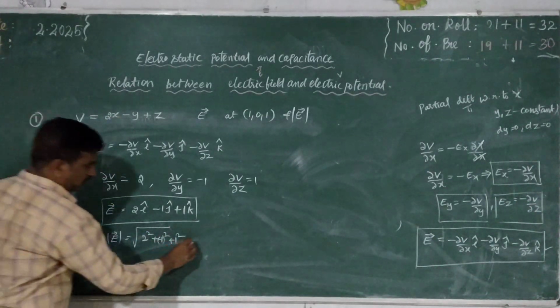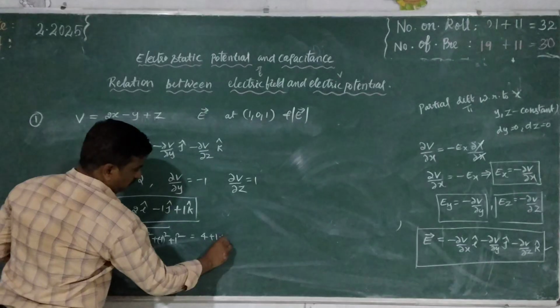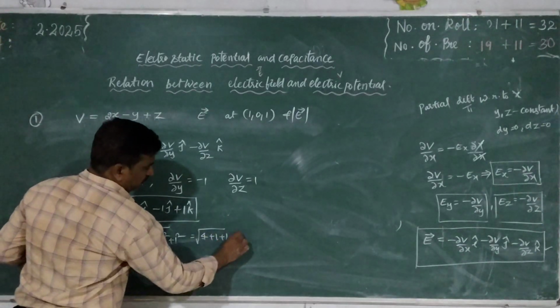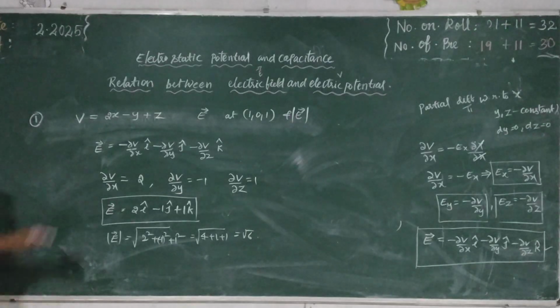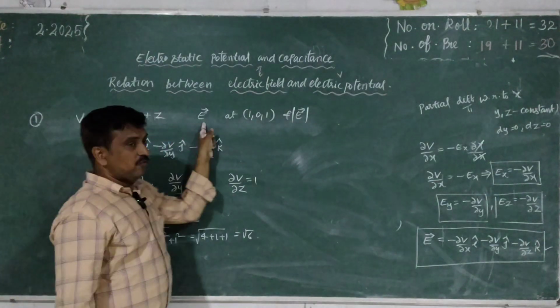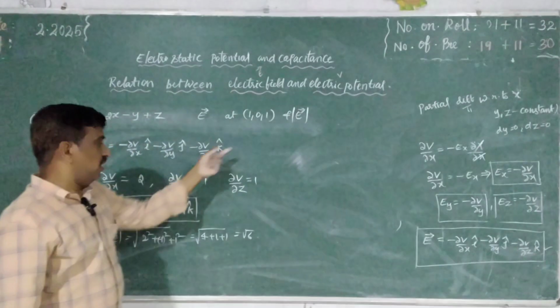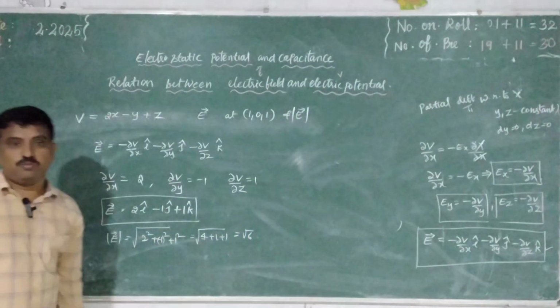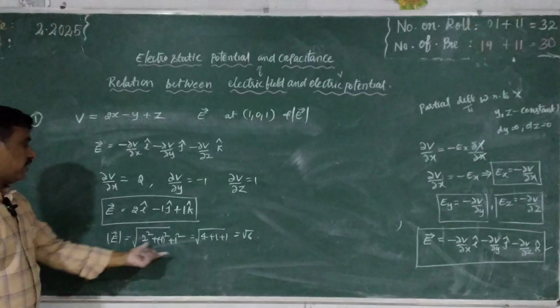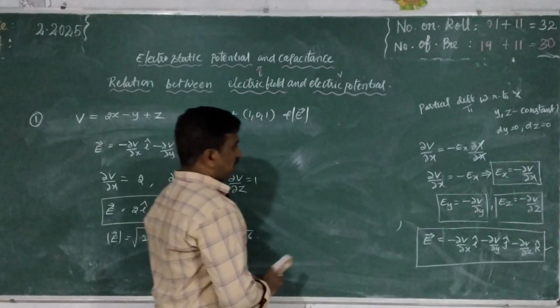So what do we get here? 4 plus 1 plus 1, 4 plus 1 is 5, plus 1 is 6, so root 6. It is the magnitude of the electric field. This is the potential, and this is the electric field, which we find out as 1 comma 0 comma 1. Here we are not using the points, because all we are getting is constants, no variables. So there is no need to substitute; directly we can write those values. Yes?